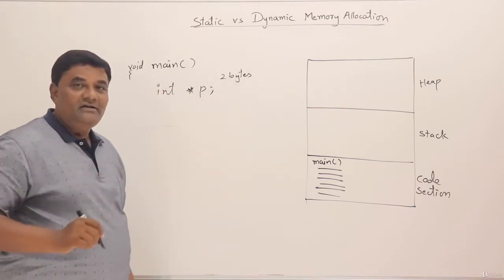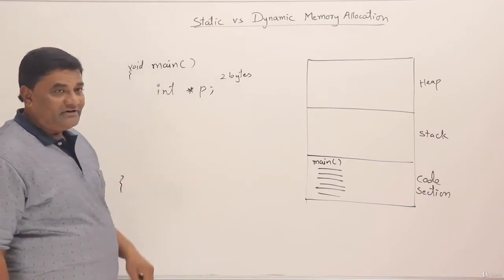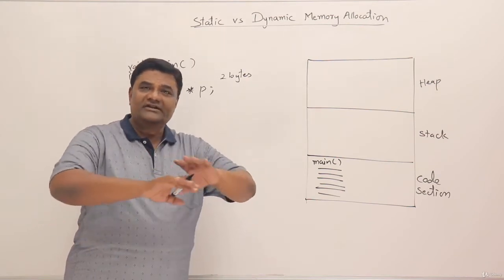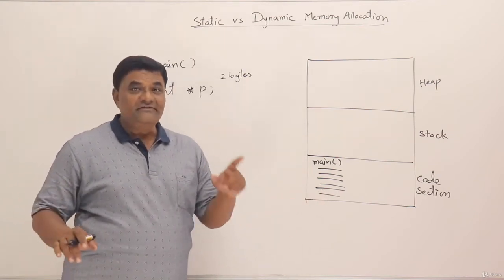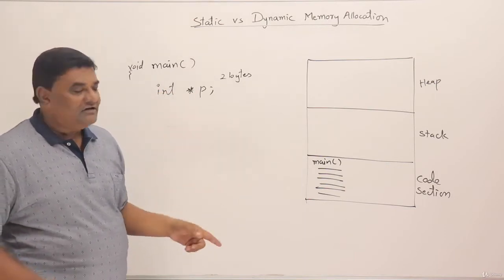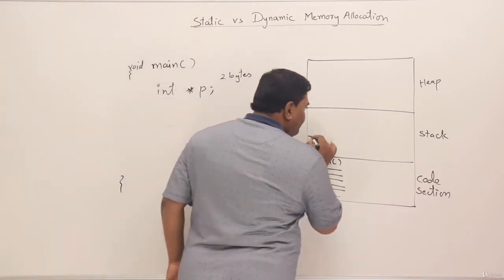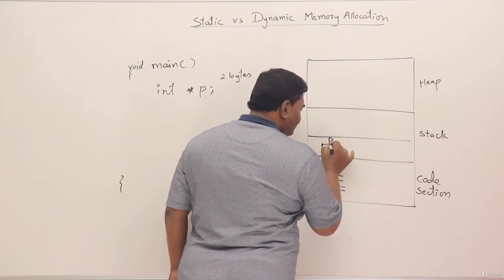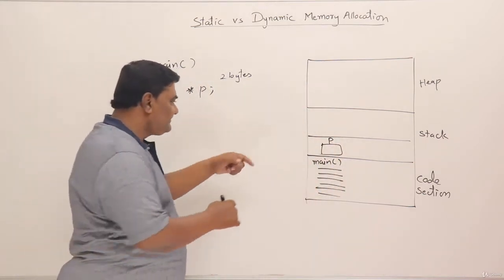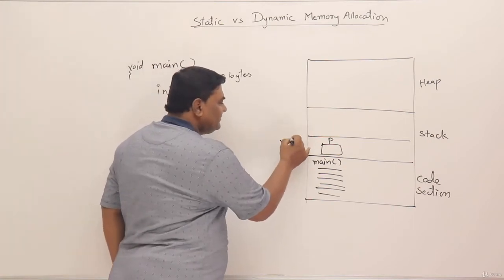Now, next point, where will the memory for the pointer be allocated? See, just now in the static memory allocation, I told you that all the variables you declare in your functions will occupy memory inside the stack in their activation record. So yes, for this pointer, memory is allocated here. So this is a pointer, and it takes 2 bytes of memory, and this is the activation record for the main function.